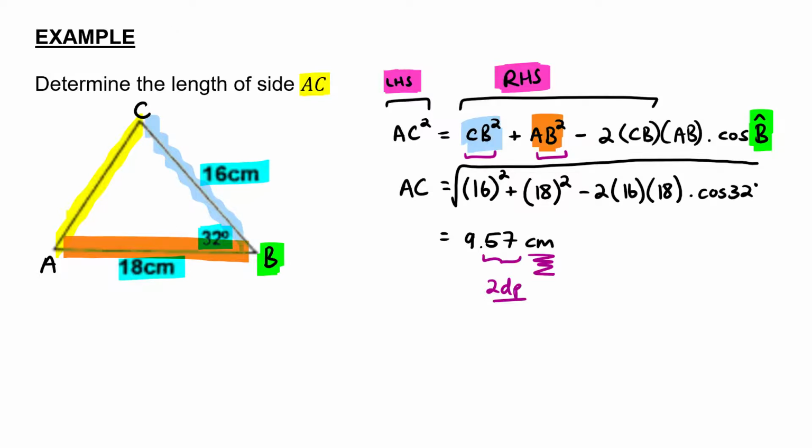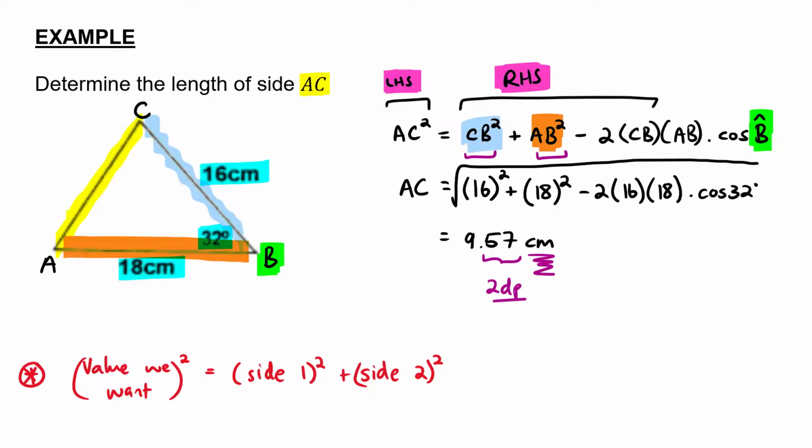So you can almost think of the cosine rule like this in words to make it a little bit easier for yourself. And that is that the value that we're looking for, so basically the value that we want, all squared, is going to equal side 1 all squared plus side 2 all squared minus 2 times side 1 times side 2 times cos of the included angle.